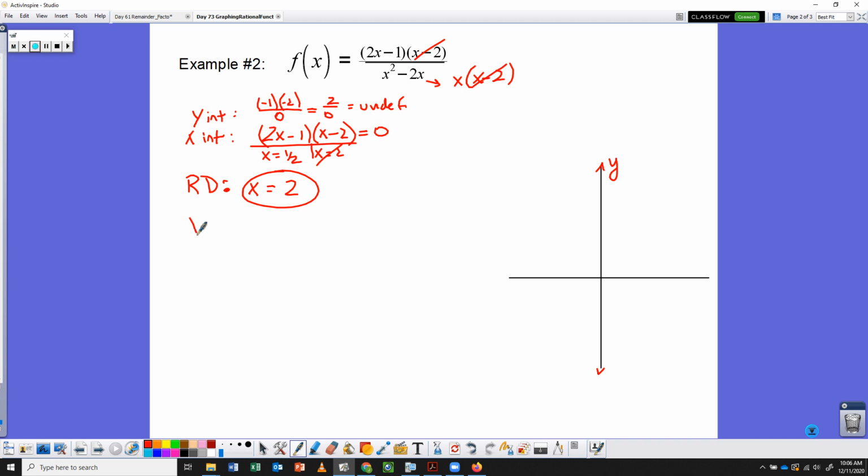Now we're going to look at vertical asymptotes. Anything that's left that doesn't make your denominator go to 0 is x equals 0. So that means your y-axis is going to be your vertical asymptote.